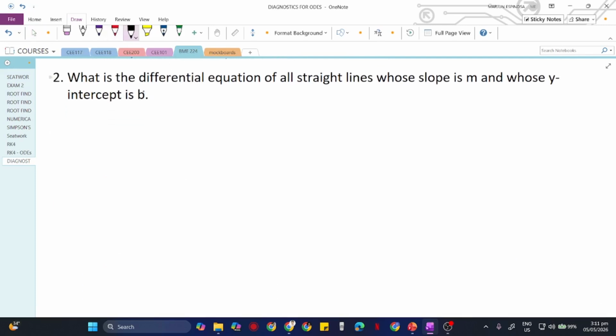So, problem number 2 tayo. What is the differential equation of all straight lines whose slope is m and whose y-intercept is b? Okay, sabi dito, hanapin na natin yung differential equation ng lahat ng straight lines whose slope is given to be m and y-intercept is b.